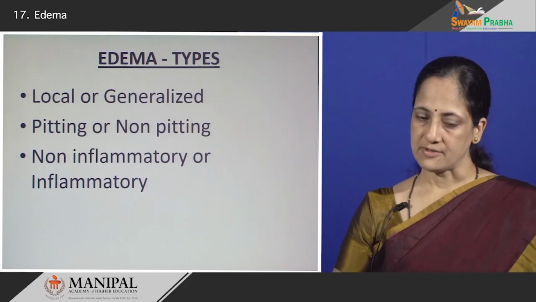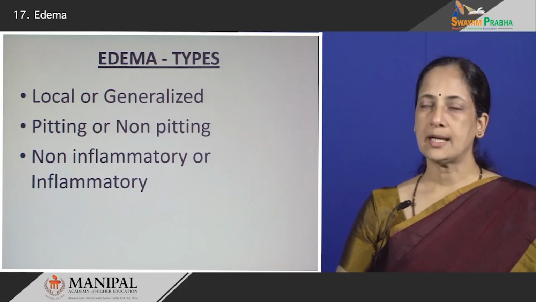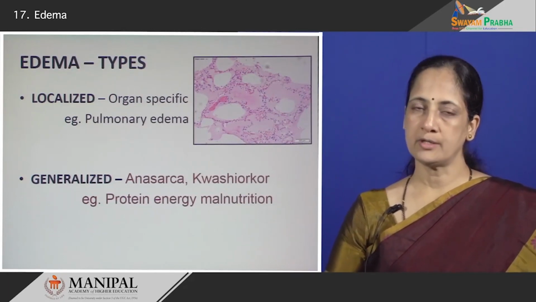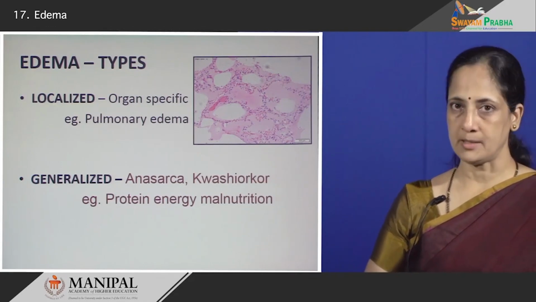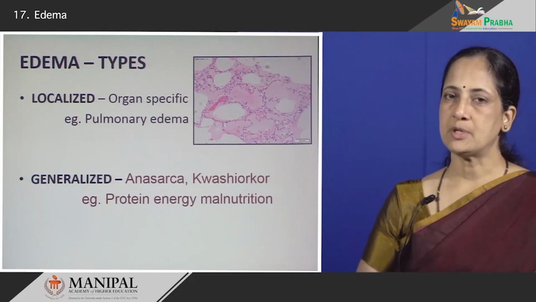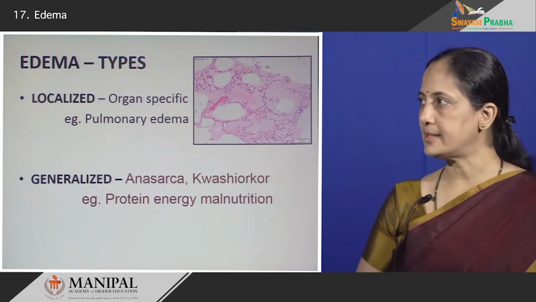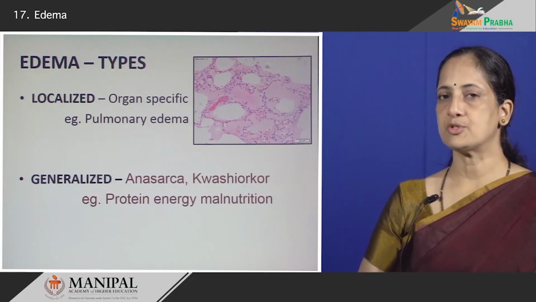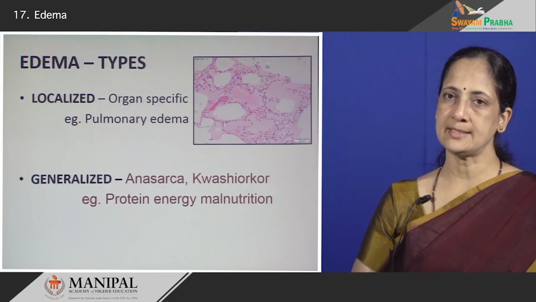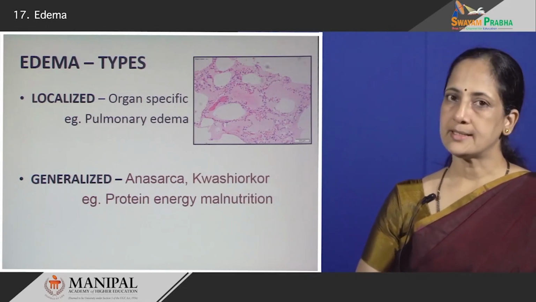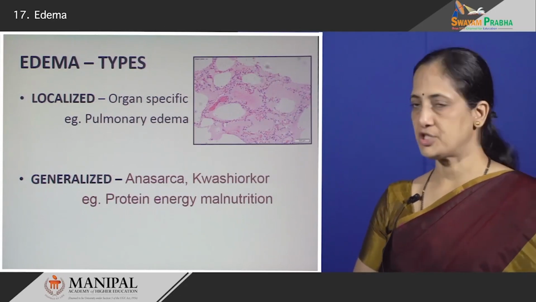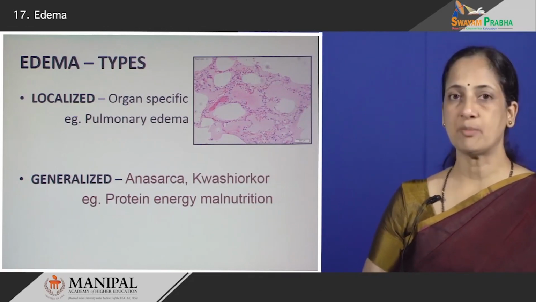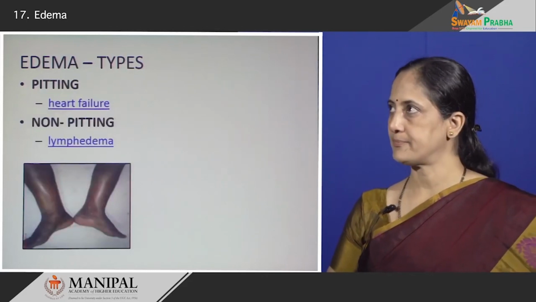We have three types of classification. The first is the localized or generalized edema. Localized edema means that one particular organ or tissue is involved by edema. For example, if there is edema involving the lungs alone, we call it pulmonary edema. Generalized edema, on the contrary, means that a number of tissues or the whole body is involved by the process. The other terms to describe generalized edema are anasarca and kwashiorkor, and this can be seen when there is protein-energy malnutrition, which you might have seen in pediatric patients.